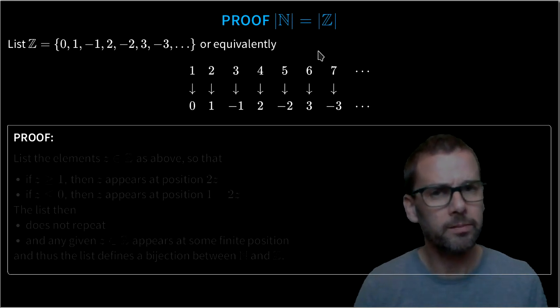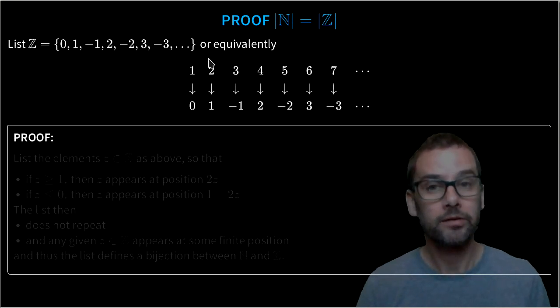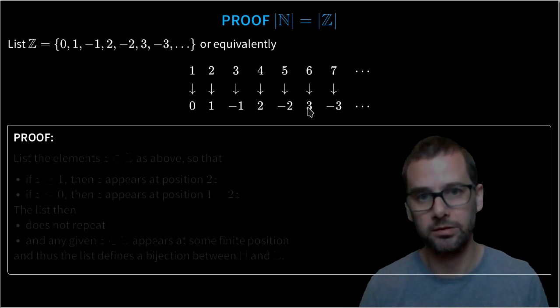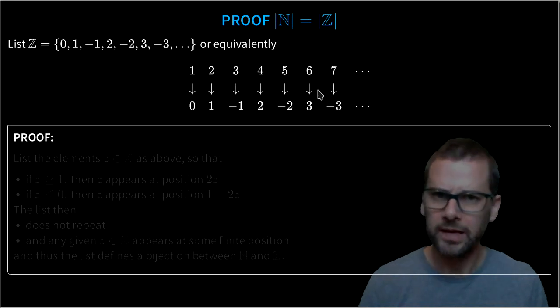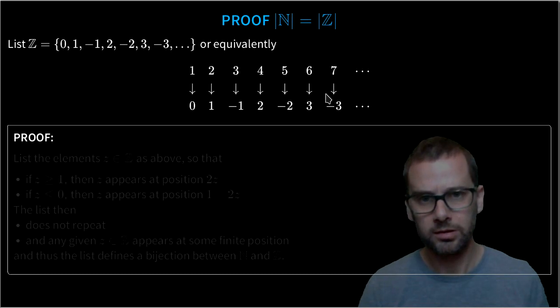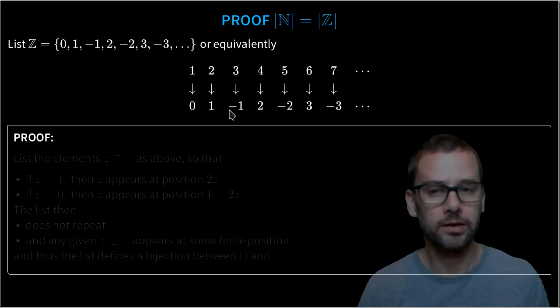Or equivalently, we're constructing this mapping, this bijection, from the natural numbers to the integers by: 1 maps to 0, 2 maps to 1, 3 to -1, 4 to 2, 5 to -2, and so forth. And you can see here that all we're doing is listing out these things by their position on the list. So the 6th position gives me 3.